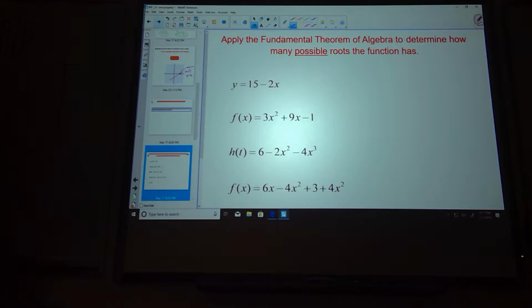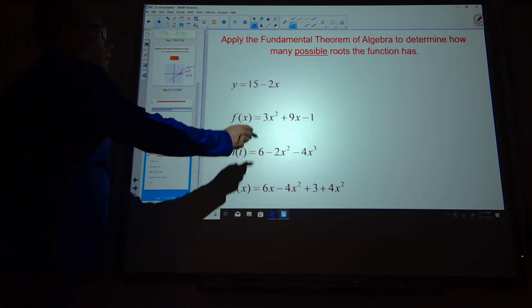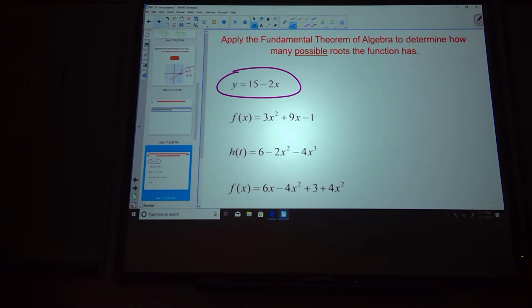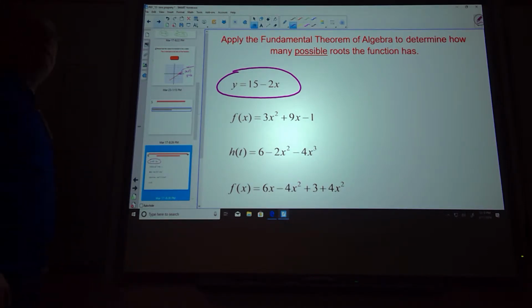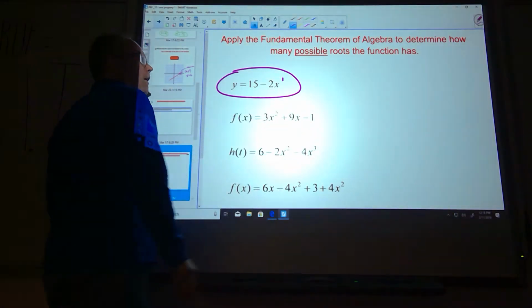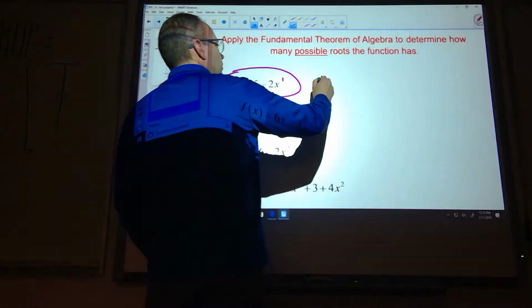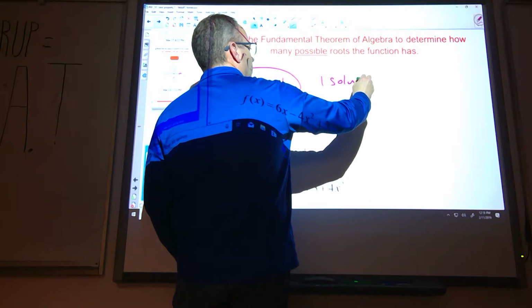It was funny. Okay. It says here, apply the fundamental theorem of algebra to determine how many possible roots the function will have. So I want to look right at this first one. Does my letter have an exponent? Now, before you say yes or no, think about it. Is there an exponent on that x? Is there a 1 right there? Yeah? So how many solutions would this problem have? 1. Yeah. Oh, you got it.